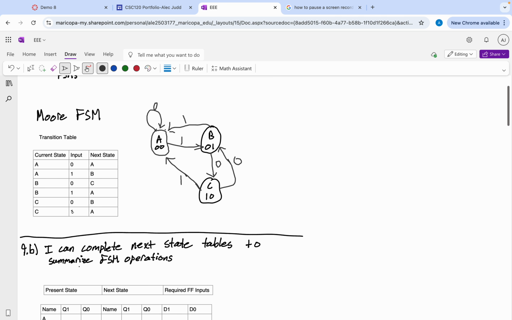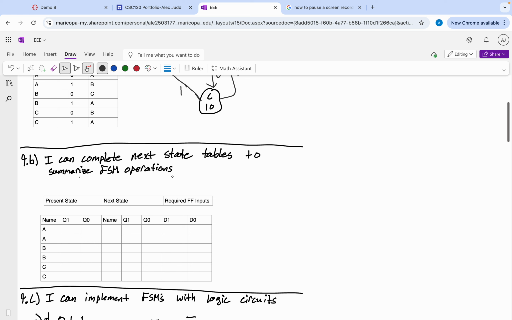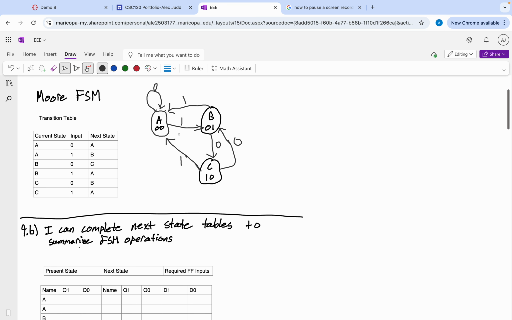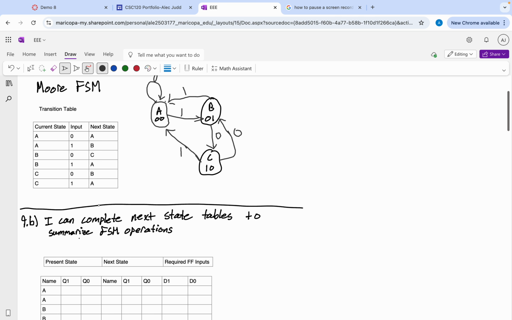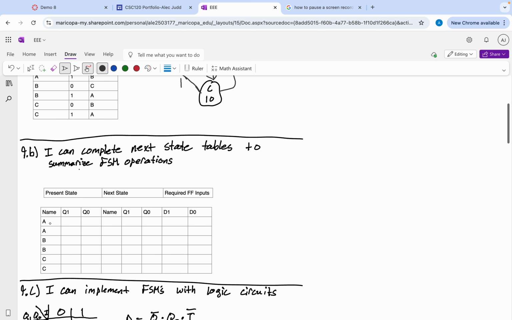I'll move on to 9B now. 9B is I can complete next state tables to summarize FSM operations. So I'll go ahead and just go row by row. Looking at the state diagram, we know that each present state has two paths it could take. That's why I already have this filled in, so we have AA, BB, CC because of that.